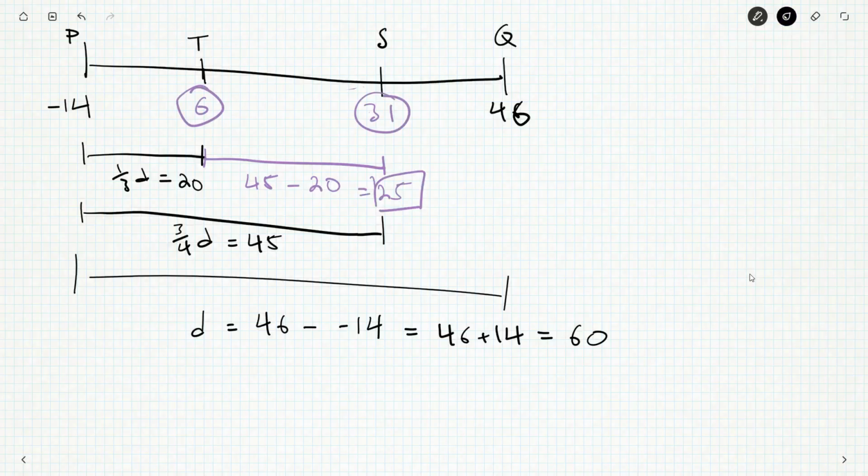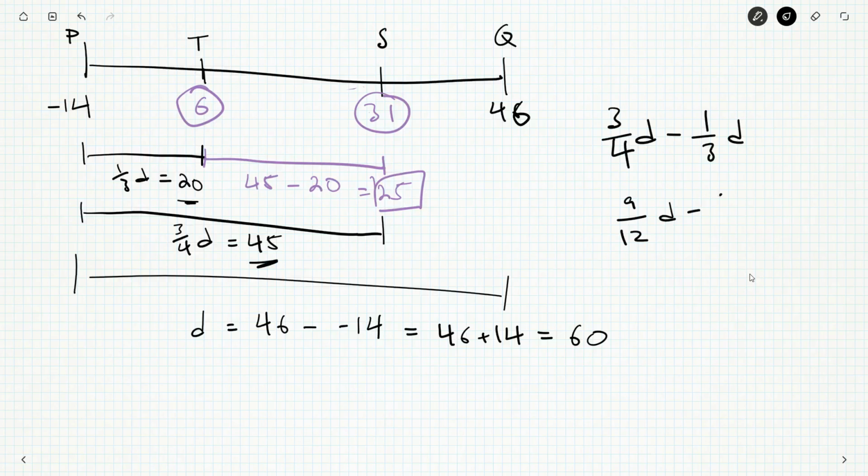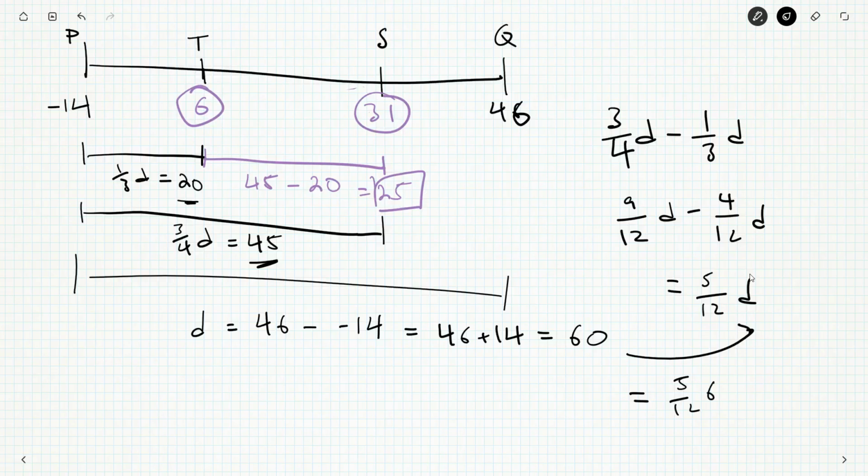So we got that by calculating. We figured out the 3/4 D, the 1/3 D, and we calculated them particularly. But what if we just did the 3/4 D to S minus the 1/3 D that takes us to T, and get a common denominator? So that'd be 9/12 D minus 4/12 D, and you'll get 5/12 D. And then we only need to plug in the D value once. 5/12 of 60 is also 25. And 25 is the distance between these two.